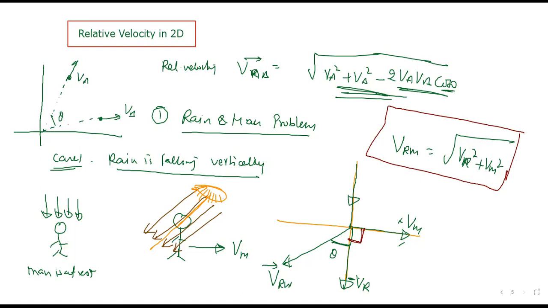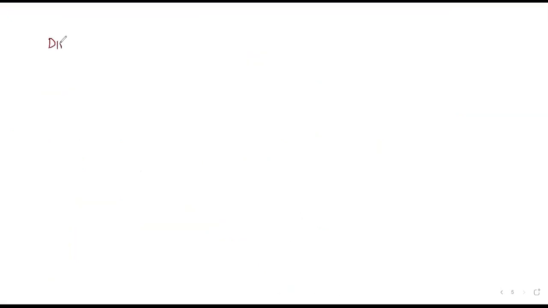So VR square plus Vm square, this is your relative velocity. Suppose they ask the direction of the resultant velocity. Let me write here on the next page. If I ask you the direction of relative velocity, at what angle does he feel the rain is falling? You can write tan theta from this picture.